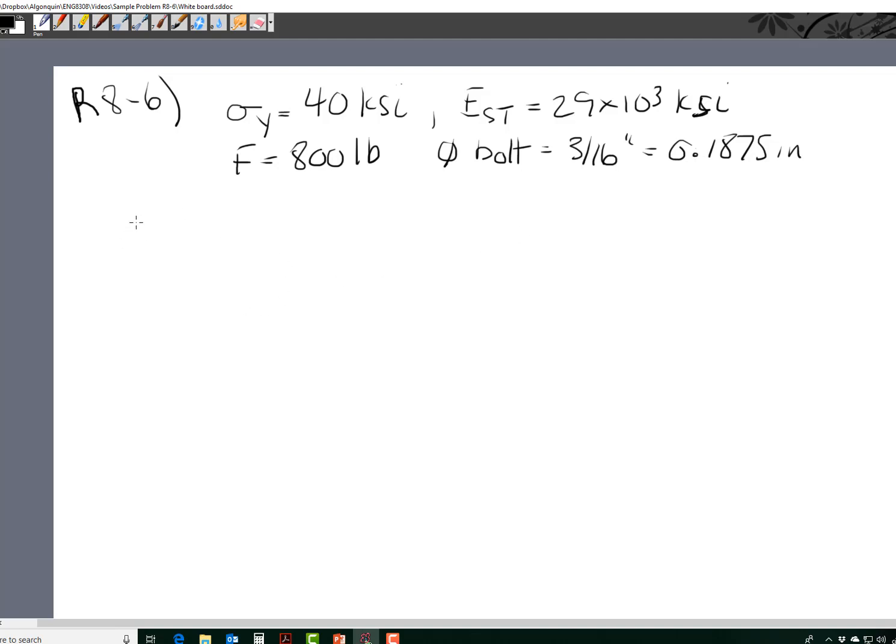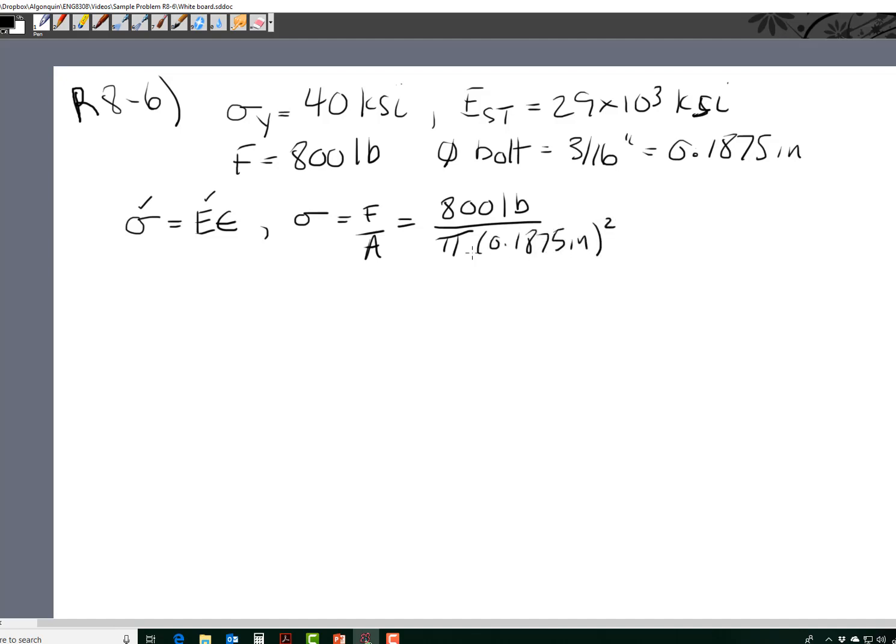Okay, so I'm just going to start writing some equations down here. So we know that the normal stress is equal to Young's modulus times the strain, okay? We know that the normal stress is equal to the force over the area, okay? So we know this, we can solve for this, so then we can solve for this strain, if you think about it. So what is sigma, or the normal stress, equal to? It's equal to 800 pounds over pi, the diameter, 3/16, which is 0.1875 inches squared, and all that over 4, because this is the diameter.